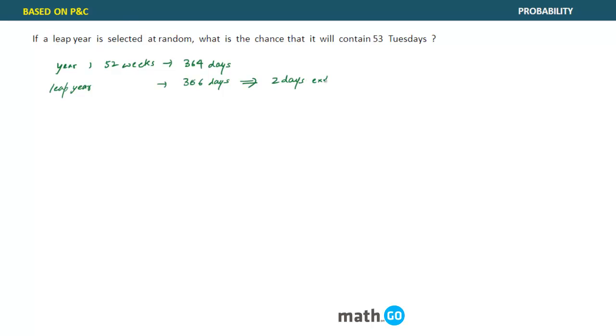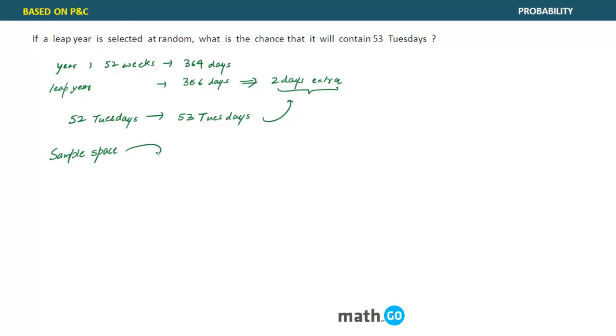So what is the sample space in this particular question? Can you tell me? If a leap year is selected, what is the chance that it has 53 Tuesdays? Obviously 52 Tuesdays will be there. That is not a question. 52 Tuesdays will definitely be there. You want instead 53 Tuesdays. That is your target. So that means in these 2 extra days, 1 extra day should be Tuesday. But what is the sample space now? Can you think of what the sample space would be like?